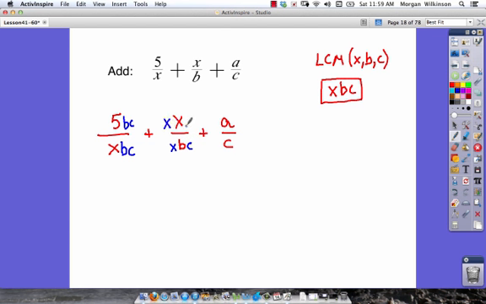We get x, x, c. And the c, well, we've got to multiply that by an x and a b. So we've got to multiply the numerator by an x and a b. Now we can get our final answer. Our final answer in this problem, we'll box this off so we know that that was a separate step.